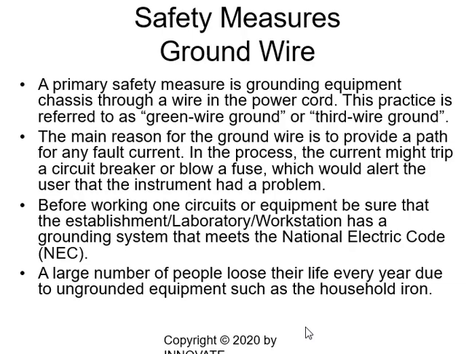The main reason for a ground wire is to provide a path for any fault current. In the process, the current might trip a circuit breaker or blow a fuse, which would alert the user that the instrument had a problem.